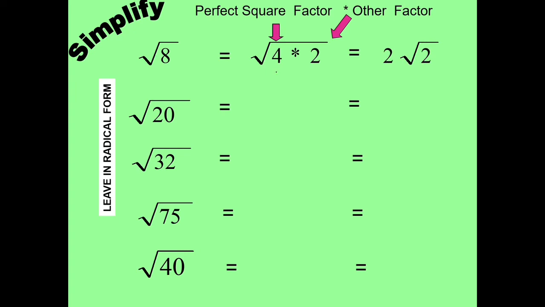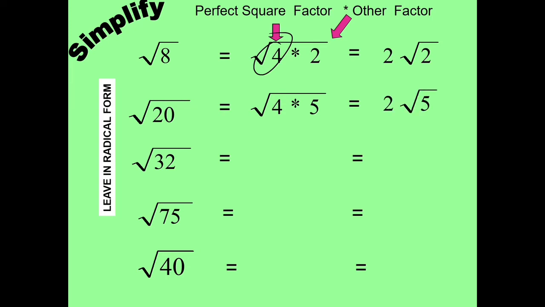The square root of 4 is 2. Ayan. So, magiging sagot natin ay 2 square root of 2. Another one. Square root of 20 can be factored as square root of 4 times 5. 4 is a perfect square. The square root of 4 is 2. So, pwede na natin siyang ilabas. So, 2 square root of 5.